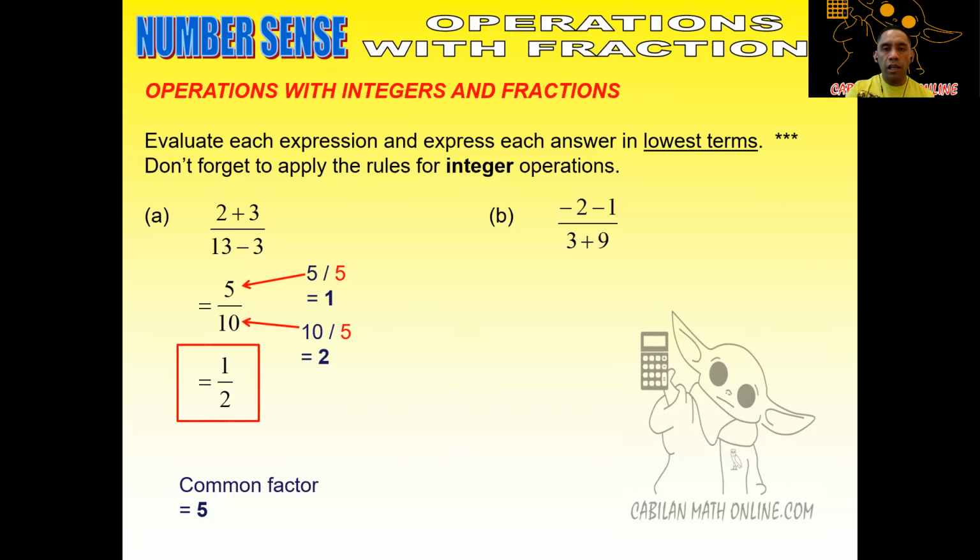Okay? Okay, so for part B over here, we have negative 2 minus 1 on the numerator and 3 plus 9 on the denominator. So what we have is negative 2 minus 1. So remember, negative 2 is 2 spots to the left of 0 on a number line, if you want to draw that out. Okay, and when you're subtracting 1, we're going 1 spot to the left. So negative 2 minus 1 gives me negative 3, and then 3 plus 9 is going to give me 12.